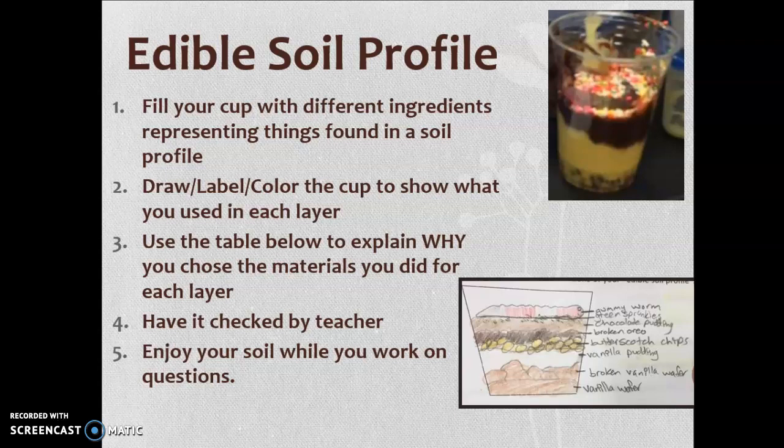So maybe you like more savory foods. You could do like a pasta, spaghetti and meatball type of thing. You could do a salad type of thing. So just something that shows all these different layers representing these different horizons.